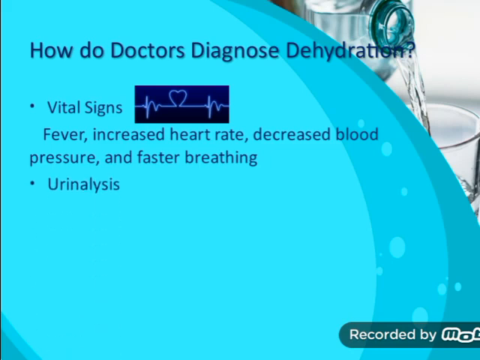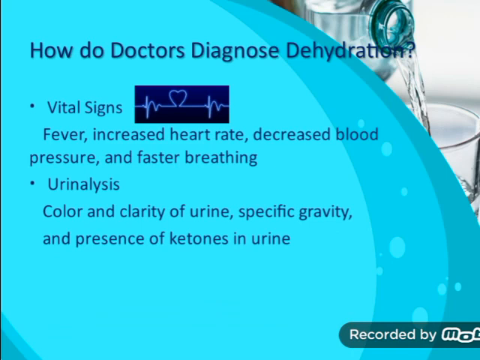Next is urinalysis. The color and clarity of urine, specific gravity, or the mass of urine when compared with that of equal amounts of distilled water, and the presence of ketones, which are carbon compounds, a sign that the body is dehydrated, in the urine may all help to indicate the degree of dehydration. Increased glucose in the urine may lead to a diagnosis of diabetes or indicate loss of diabetic control and a cause for the dehydration.